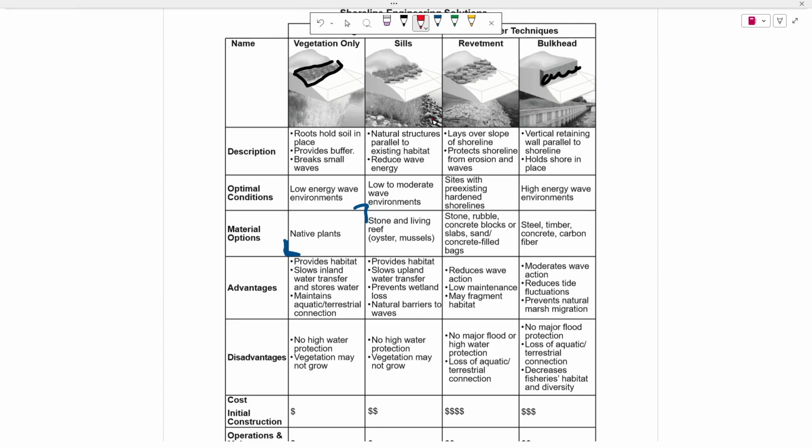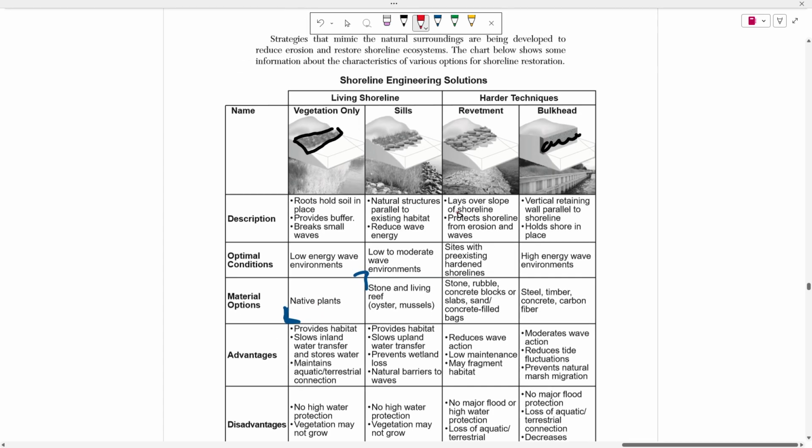As long as you state the name of a solution from this chart specifically, as long as you discuss the cost, reliability, and aesthetics that this choice brings, and as long as you discuss the social and environmental impacts of it, you will get full credit. So it doesn't matter if you say, I want to do vegetation only, and someone else says bulkhead. They're both correct as long as they can support that by discussing the cost, reliability, aesthetics, and then the social and environmental impacts of that choice.